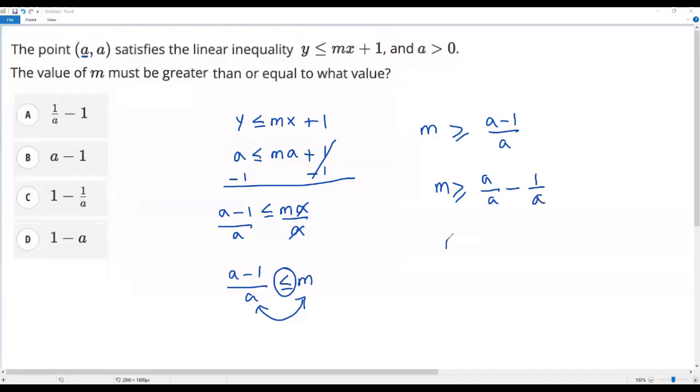Now m is greater than or equal to, and when you divide a by a, it becomes 1, minus 1/a. So m must be greater than or equal to 1 − 1/a. I find this expression, 1 − 1/a, in option C. So the correct answer choice for this question is option C.